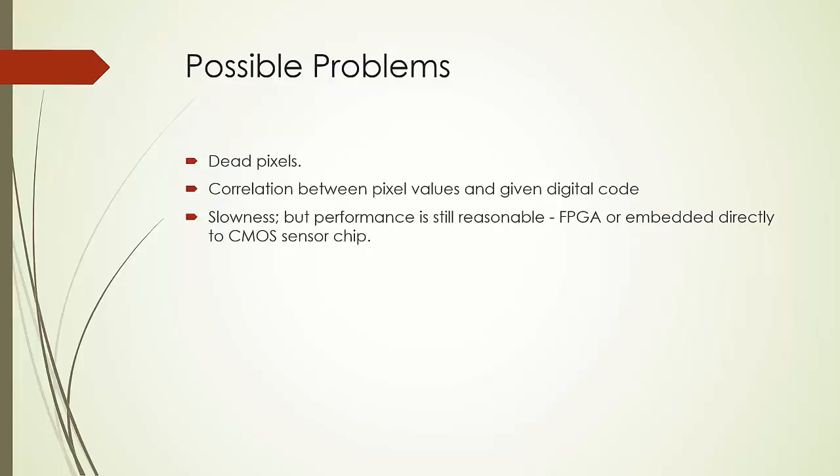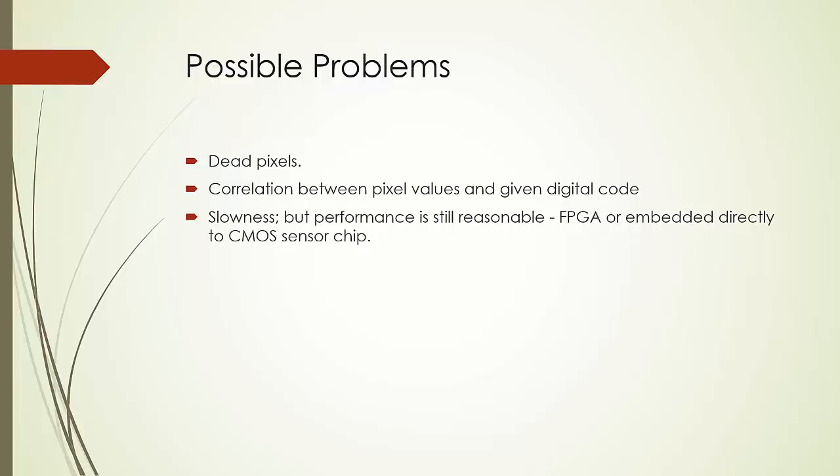So what is the weakness of this algorithm? Well, there are several. One is the possibility of a dead pixel in the sensor. Second is the correlation between the pixel values and a given digital code. If you remember, we are translating the photon into electrons, and the electrons are being encoded in a digital code. The final problem is the slowness.